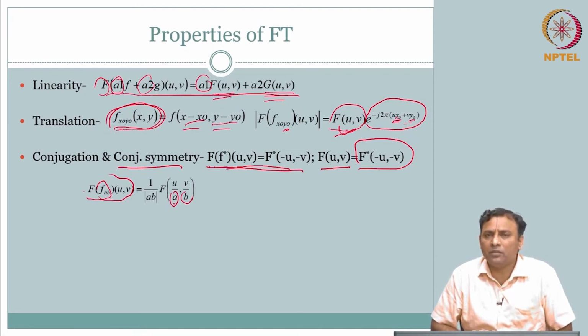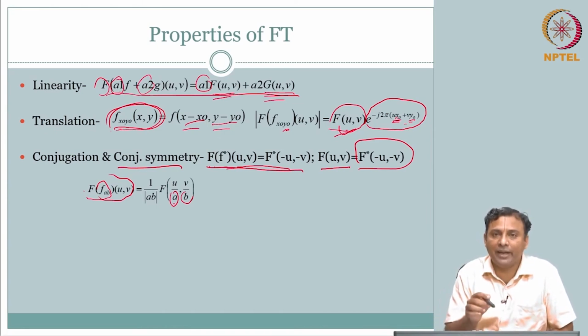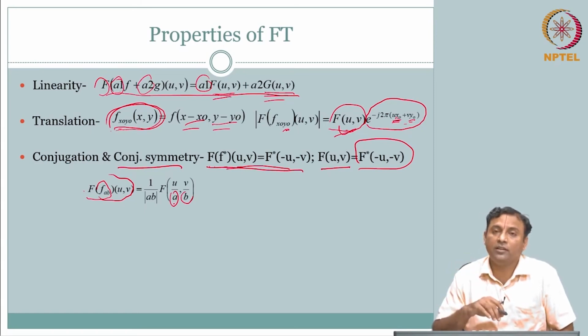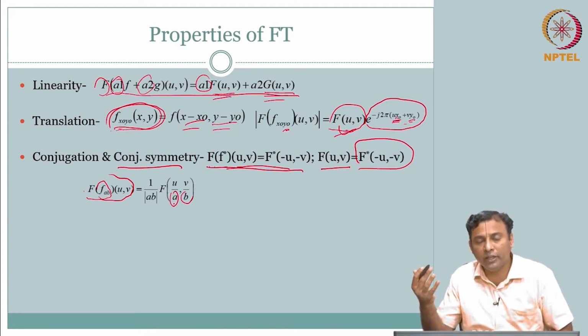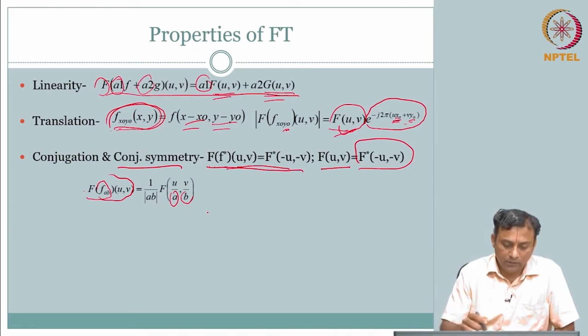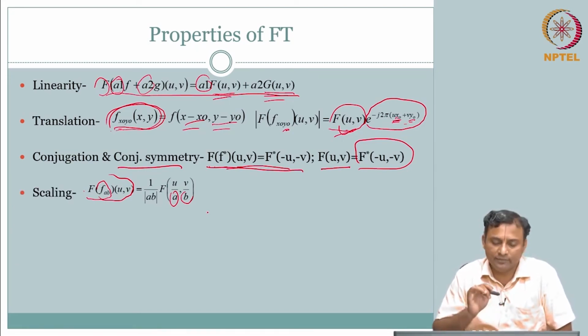Okay, so similar to what we covered, you could see what happens if a equal to b equal to minus 1. It will become f of minus x comma minus y, and the Fourier transform will be capital F of minus u comma minus v. That is, if you reverse your x and y, your Fourier transform also gets reversed. So, this is your scaling property, very similar, nothing new here.